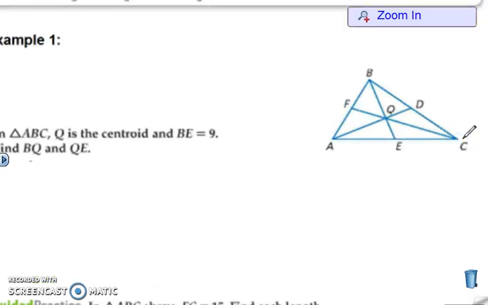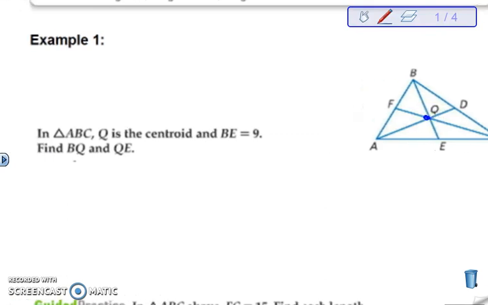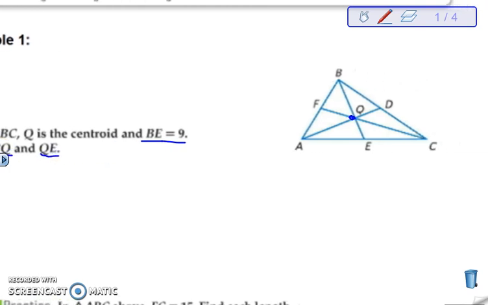Q is the centroid, BE is 9, and we need to find the values of BQ and QE. So B to E, right, I would start here, draw all the way through, so 9 is the length of this whole segment. I need to split it into two sections, and the large section has to be twice as big as the smaller one. So if I am not sure how to do that, I'm just going to say this one's X, and this one's 2X, because 2X is twice as big.